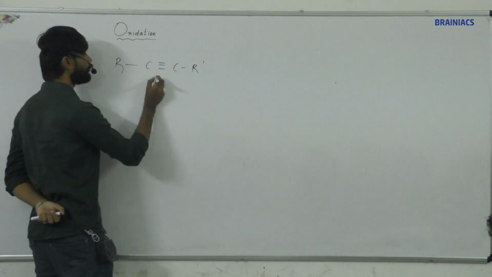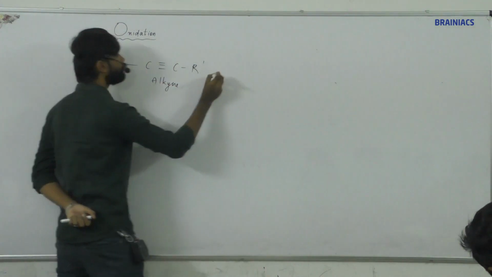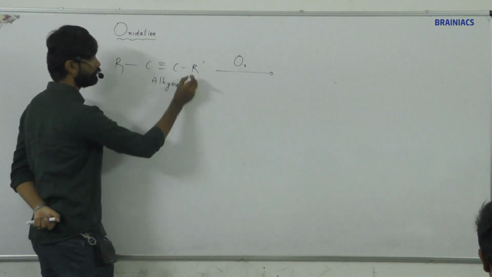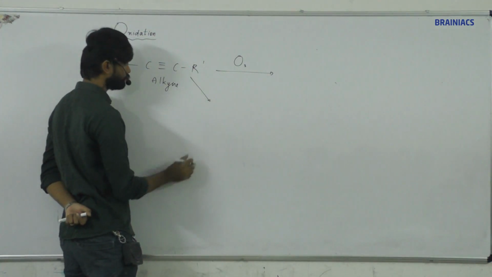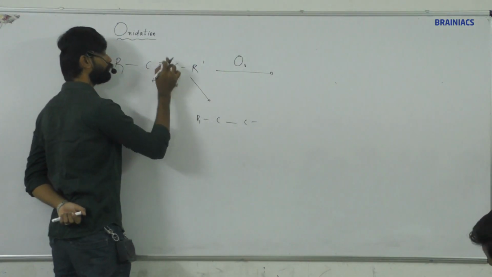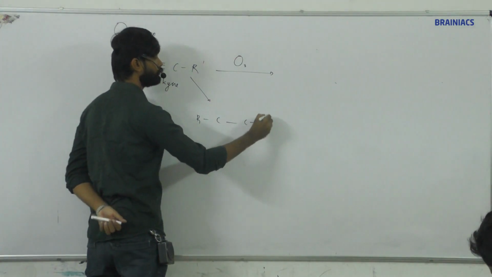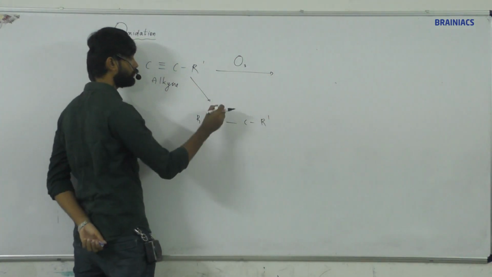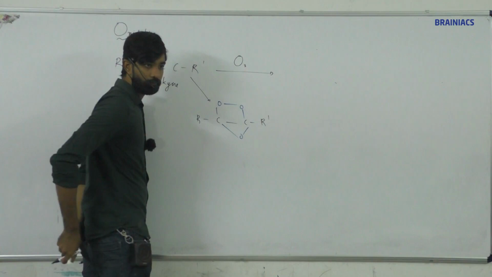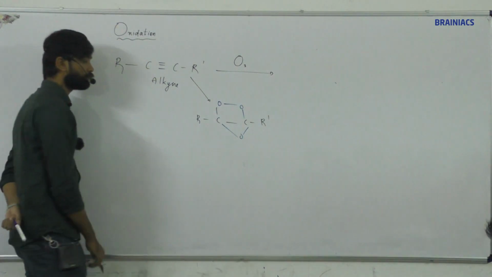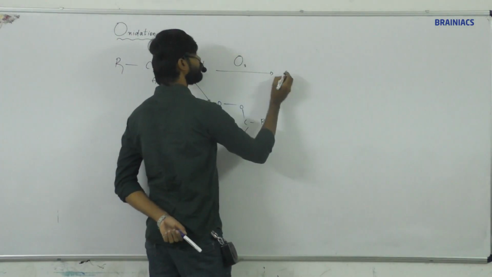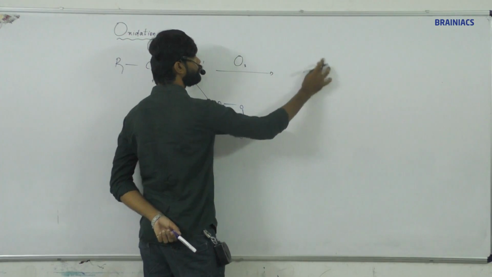Let this be an alkyne, which on treatment with ozone forms an ozonide. You simply leave two bonds, or remove two bonds, so that you can make an ozonide like this. Ready? Followed by reductive or oxidative ozonolysis.